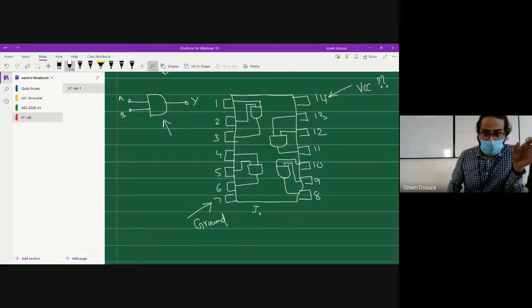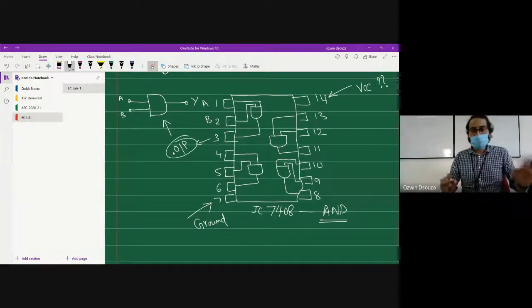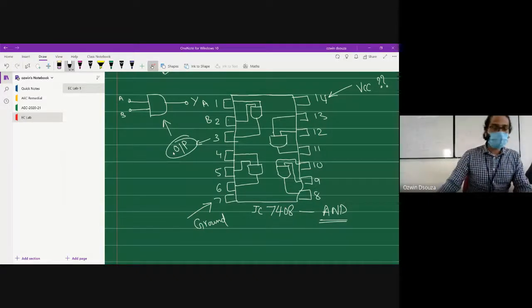for IC 7408, which is nothing but your AND gate. If you want an AND operation to take place, you have to give the logical inputs A and B to pin number 1 and pin number 2, and the gate operation can be observed from pin number 3. This is the whole idea about the connection of logic gates. The same explanation holds good for the other ICs also. Of course, the pin diagram may change.